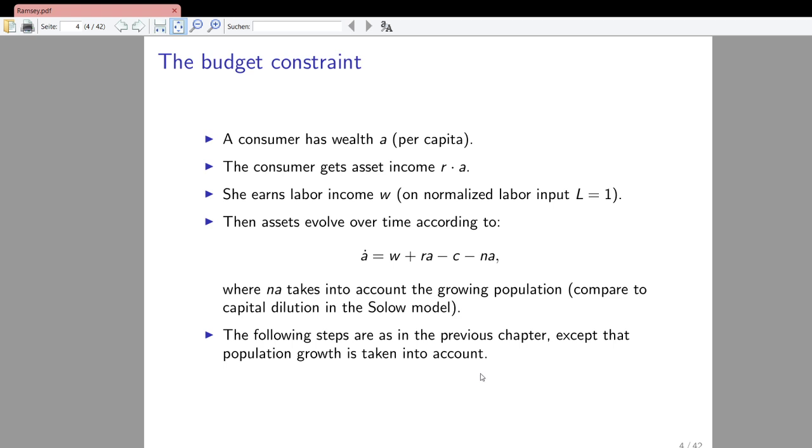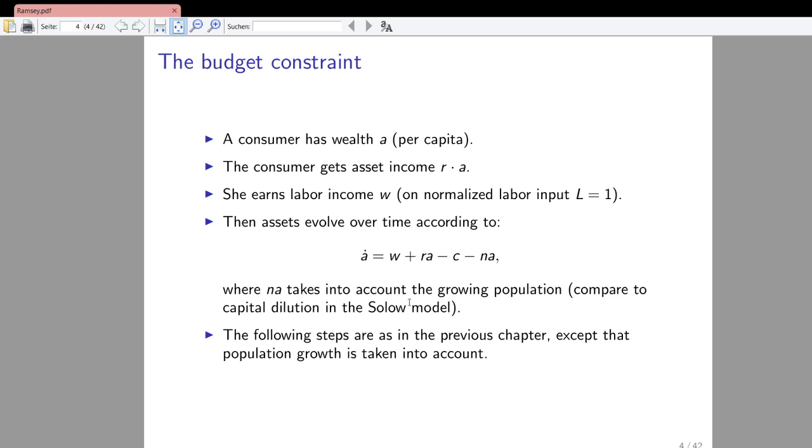Now the following steps are as in the previous chapter, as in case of the example that we had in dynamic optimization, except that the population growth rate is now taken into account. So previously we had that the population stayed constant, and then after we've solved for the optimization problem, we will see that we also need to take the general equilibrium structure of the model into account, because at equilibrium, as I said before, the interest rate and the wage rate that were given as exogenous in the example in dynamic optimization, they are now determined as endogenous variables.